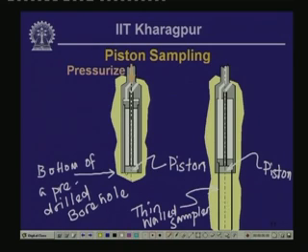And because the piston is at the bottom of the bore hole, when the sampler enters the soil, it prevents the soil from getting into the sampler by displacement when the sampler tries to displace the soil. So that is the reason why piston samplers are used in order to obtain soil samples with minimal disturbance.